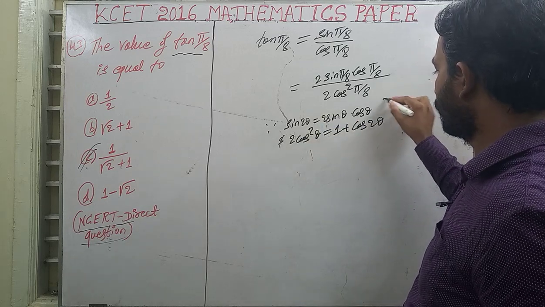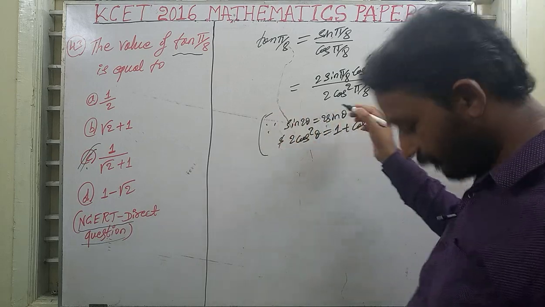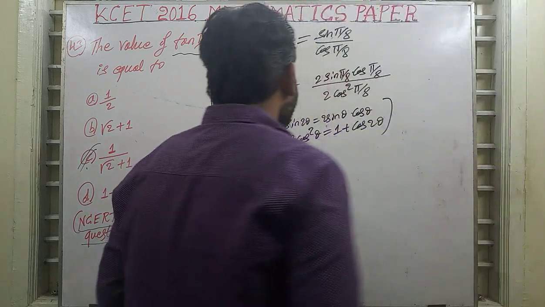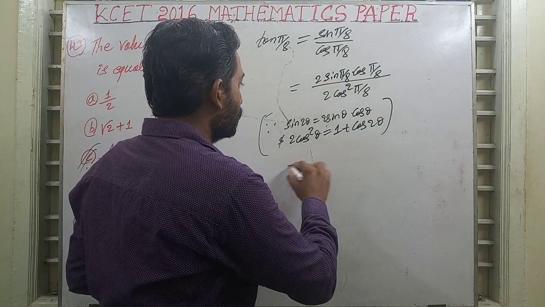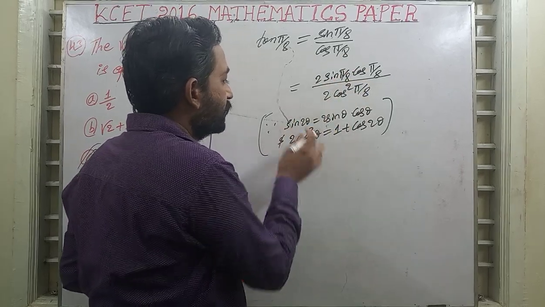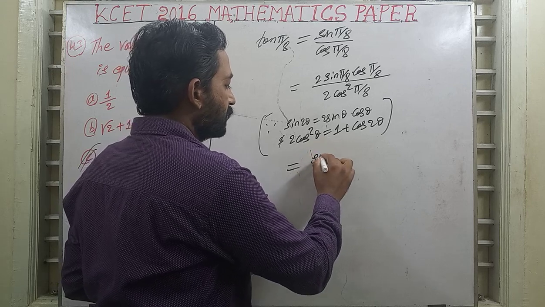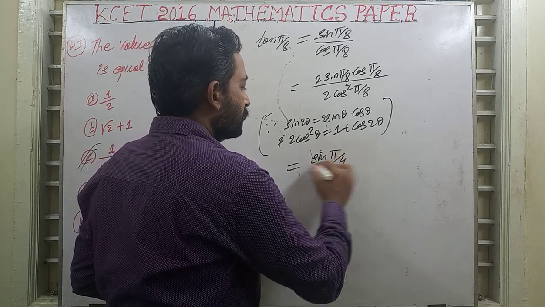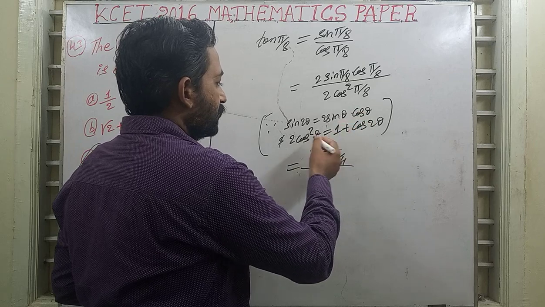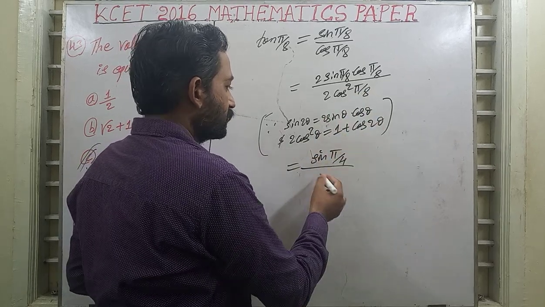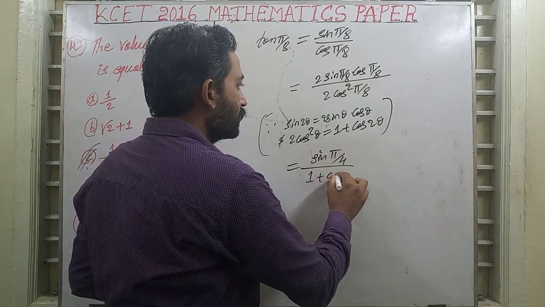Using these two formulas, we have to find the answer to this question. In this case, first convert the numerator to sin 2 theta. Here theta is pi by 8. Sin 2 theta means sin pi by 4, divided by 2 cos square pi by 8. Here theta is pi by 8. 1 plus cos 2 theta is nothing but 1 plus cos pi by 4.